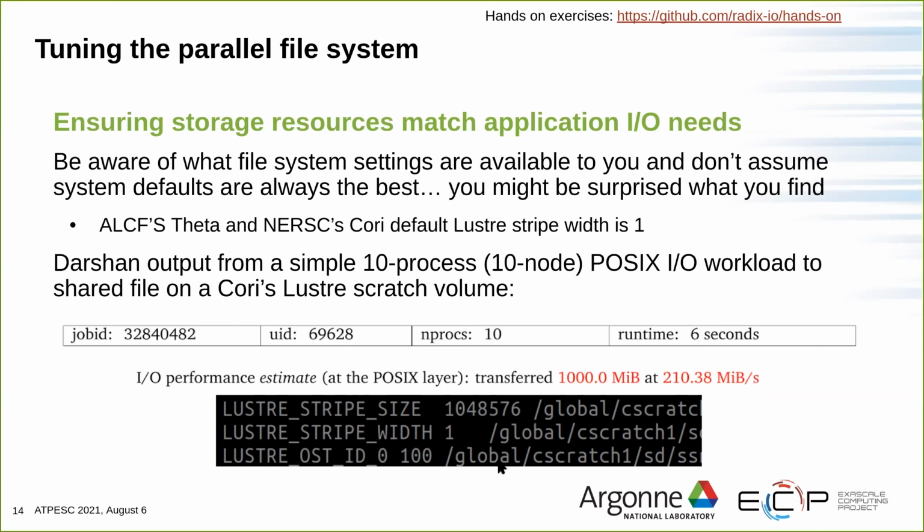If we peek at the Lustre counters that come through the Darshan log, you can see the stripe size is set at a megabyte, which is the default, and also the Lustre stripe width is set to 1, which is also the default. So all of the data is going to a single server, in this case storage ID number 100.